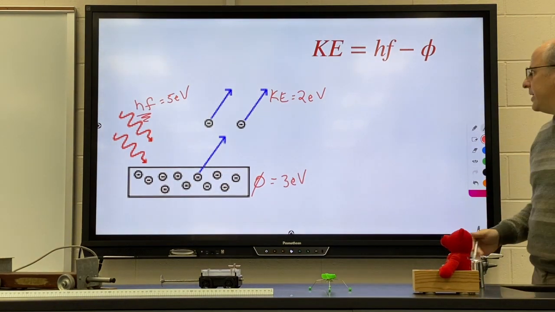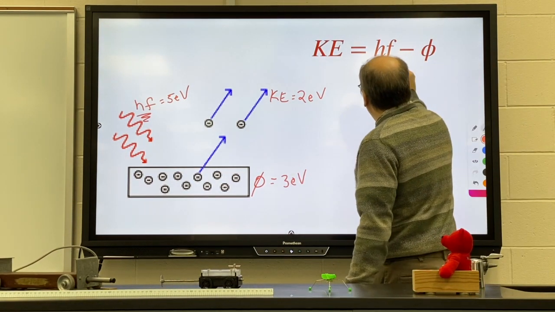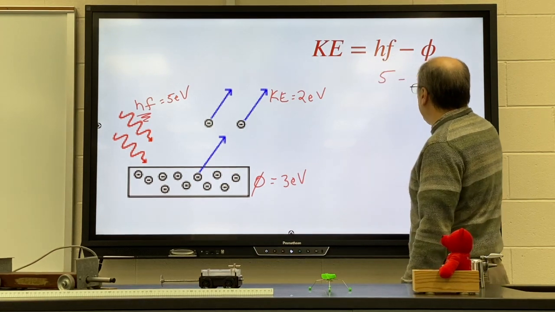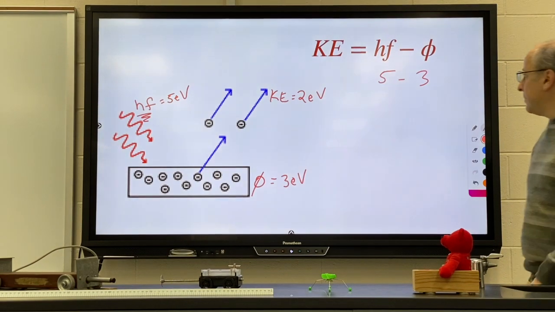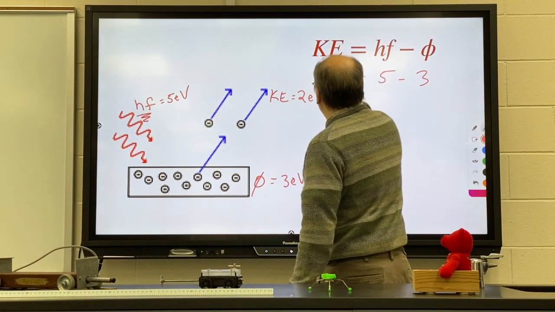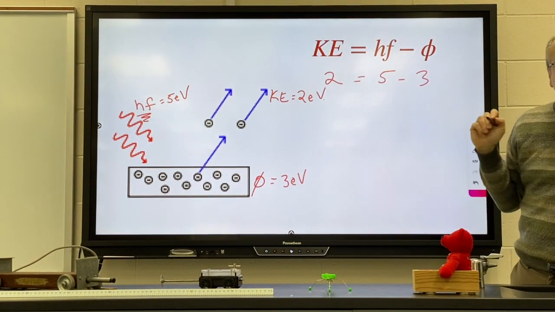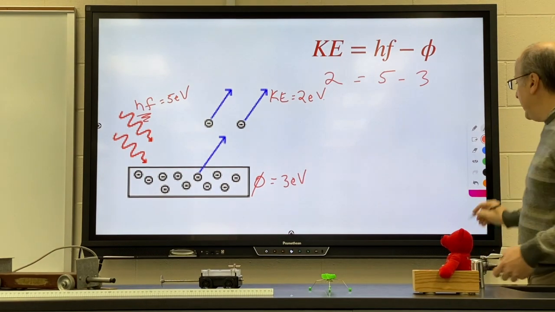It's just conservation of energy. We started with 5, that was the light. We took away 3 to pull the electron out of the metal, which means the electron has 2 electron volts worth of energy after being ejected.